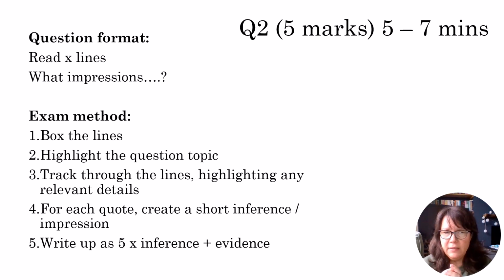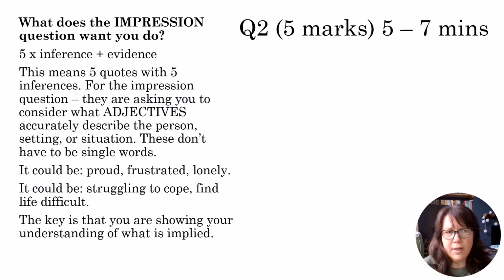Your teacher might have called it inferences, they might have called it impression. Hopefully I'll describe what that means on the next slide. You'll see that it's the same thing, and you just need 5 of those for this 5-mark question. All right, so what does inference mean? To get your 5 marks, you need 5 inferences with evidence from the text. With inference or impression, what they are asking you to do is to read between the lines to see what we learn about the person or the situation or the setting or the relationship.